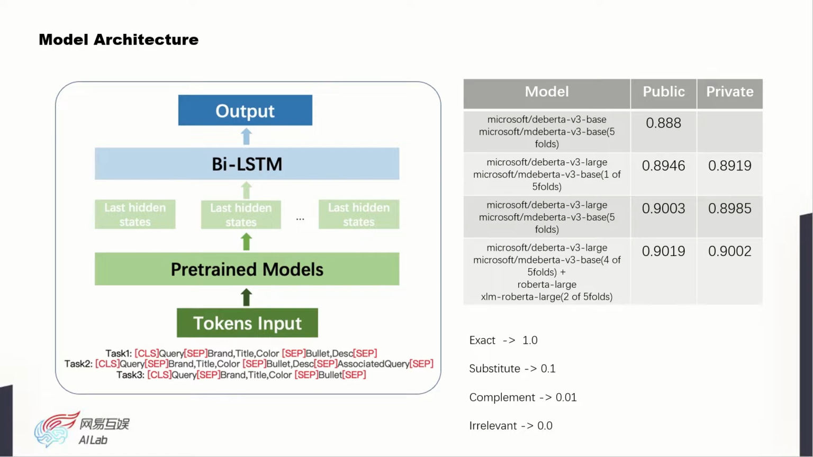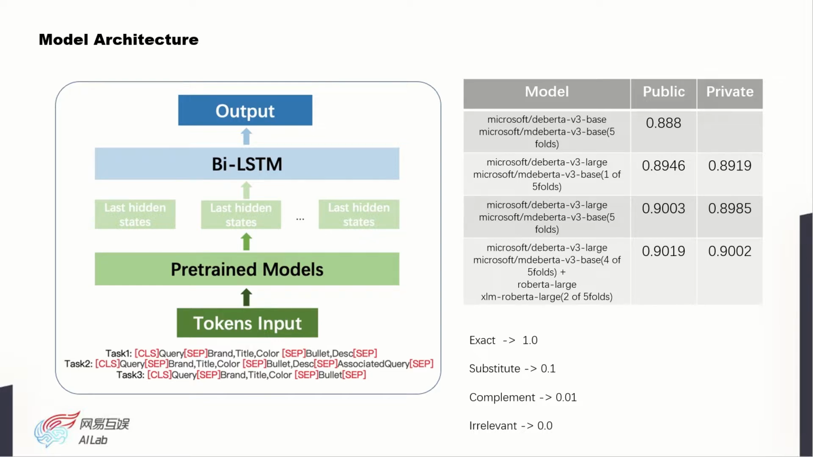Then we feed the last hidden state of the pre-trained models into a BiLSTM layer. Then the output of the BiLSTM is fed into the dense layer to get the prediction. For Task 1, we use MSE loss, and the 4 categories are mapped to 1, 0.1, 0.01, and 0. For Task 2 and Task 3, we use the cross-entropy loss function.